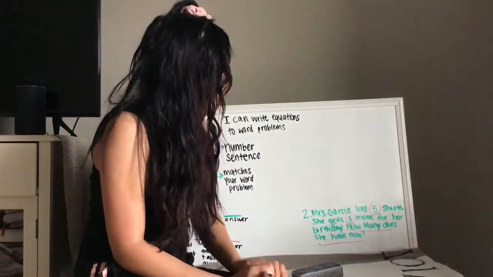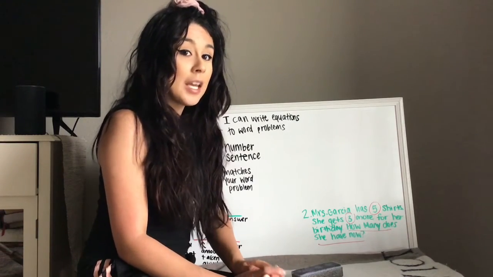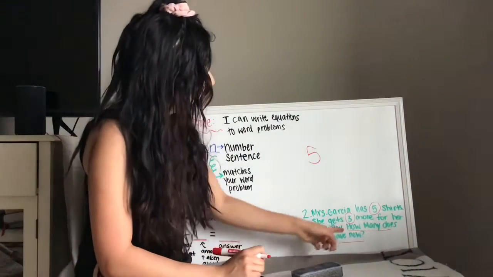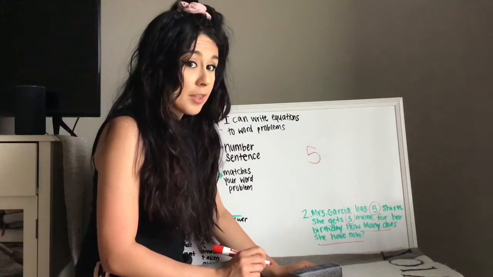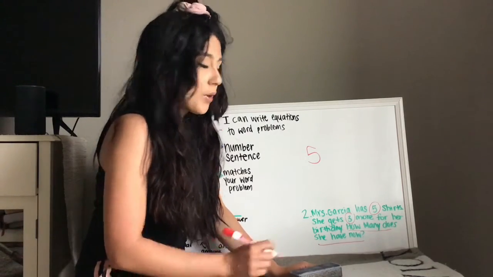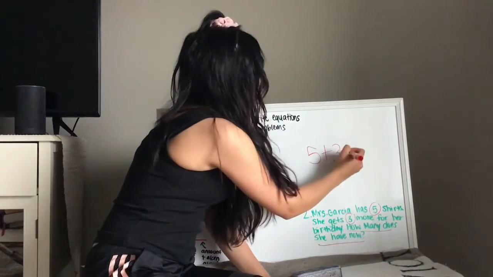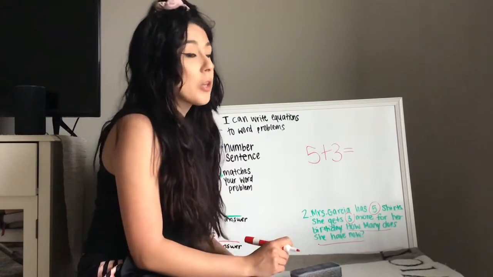Now, how many shirts did Mrs. Garcia start with? Good job. Before her birthday, she had 5 shirts. Now you can see we have another amount circled. How many shirts did she get for her birthday? 3. So I'm going to put my addition symbol, the plus sign, plus 3, now put my equal sign. And again, you can just stop it right there, or you can work through and solve it.